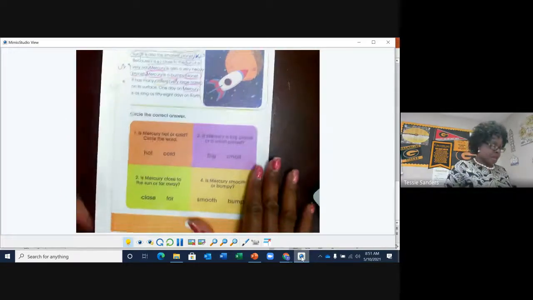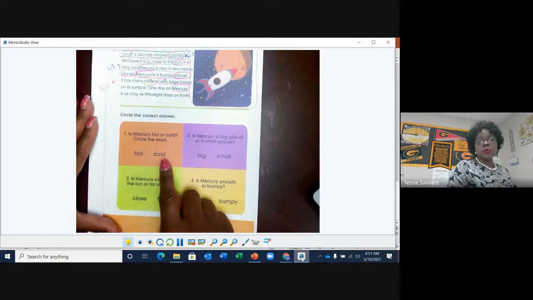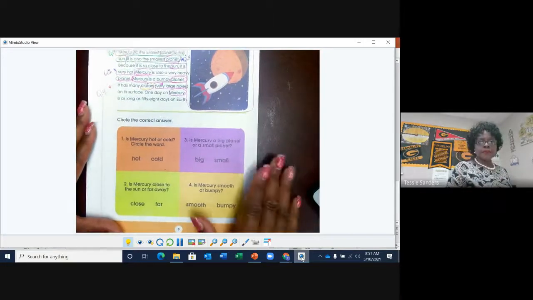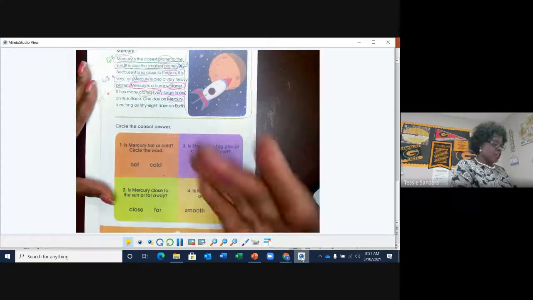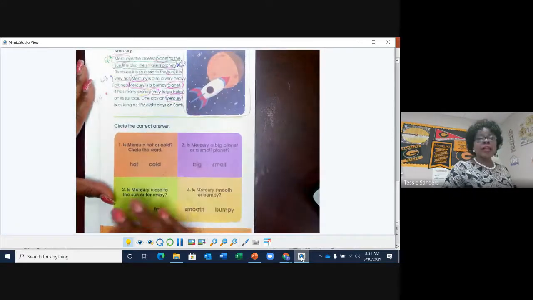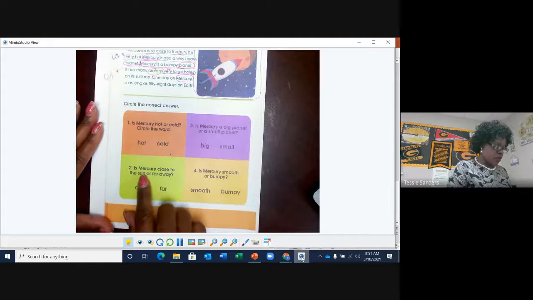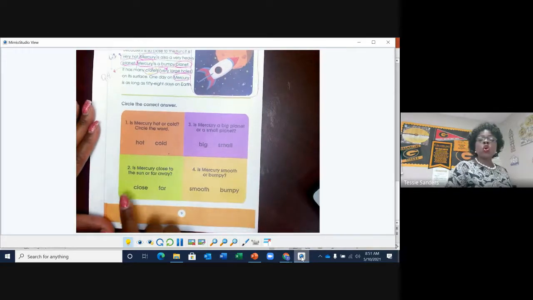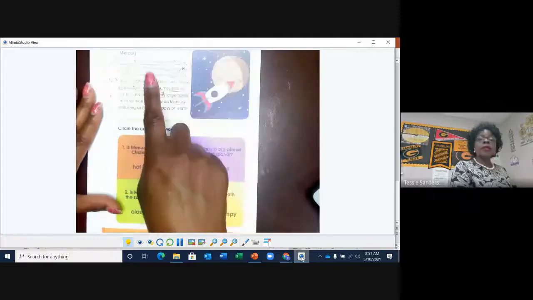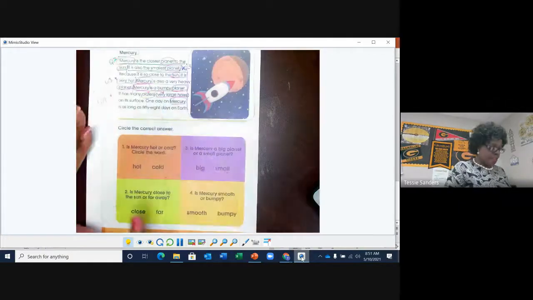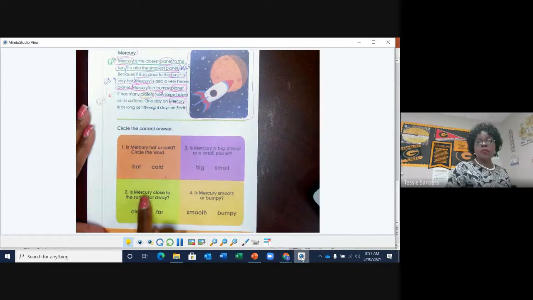Number 1, is Mercury hot or cold? Circle the word hot or cold. Only circle one word. According to the text, Mercury is, take a look in your passage. Where did you find number 1? Number 2, is Mercury close to the sun or far away? Circle close or circle far. According to the text, Mercury is, go back to the story and locate the detail to help you answer number 2.